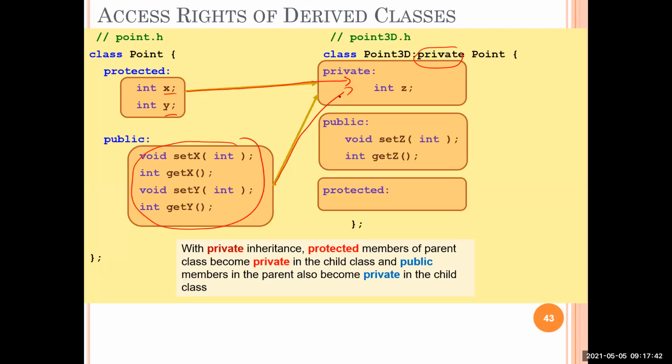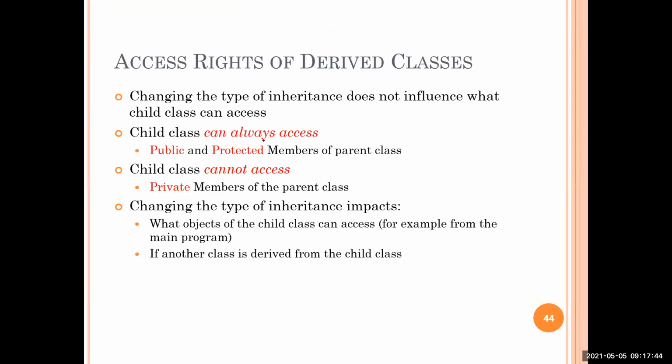If you change this type of inheritance, then what the child class can access, there is no change, right? It stays the same. Whatever is the type of inheritance, the child class can always access public and protected members. Means after the colon, no matter what you write, the rule for the child class is that the child class can access public and protected, the child class cannot access private. So this rule will always hold, whether it's public inheritance, private inheritance, or protected inheritance. Then what will be the impact?